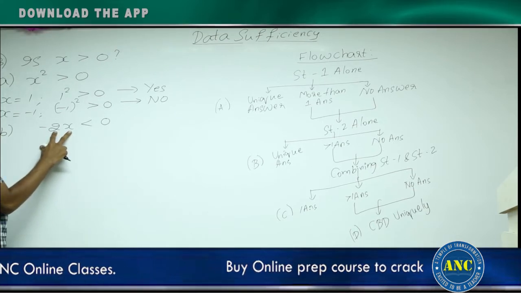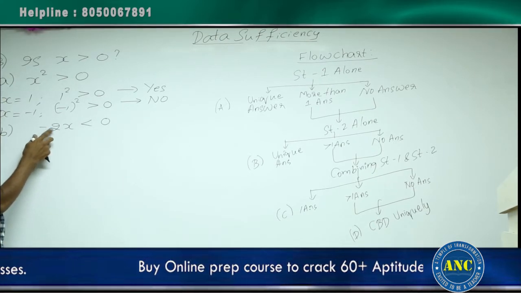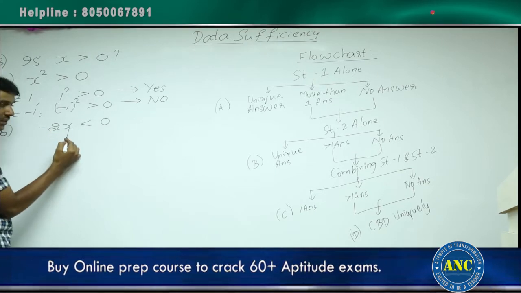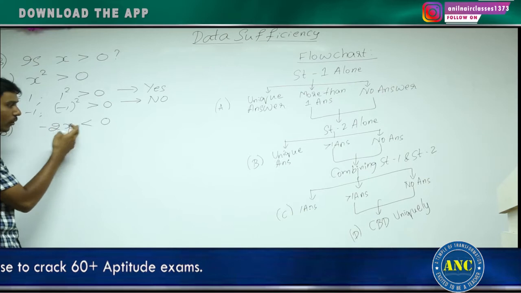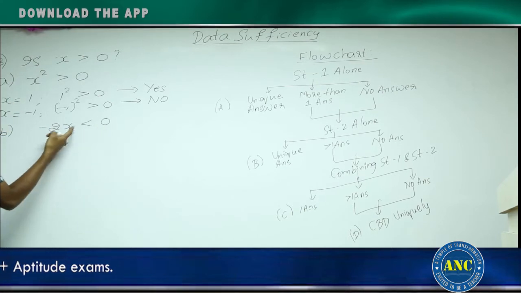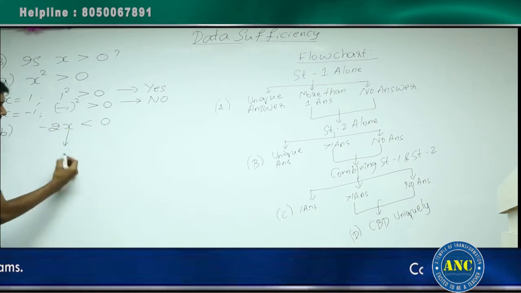But out of these two numbers, this is already negative. So what should this value be? It should definitely be positive only. Then only negative into positive will be less than 0. Otherwise, it will not satisfy the sub question, right? The x value should definitely be positive.